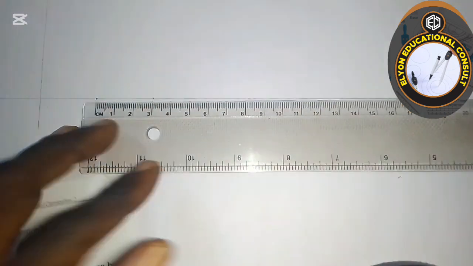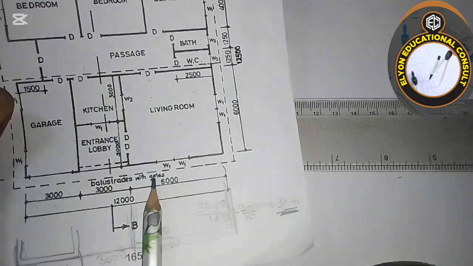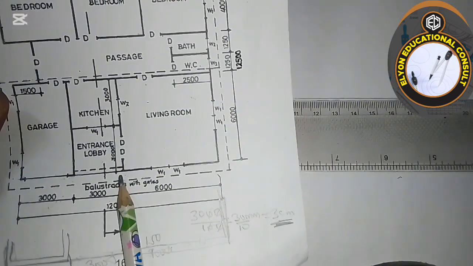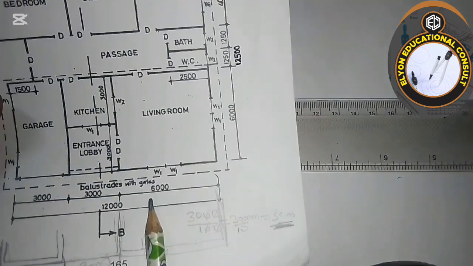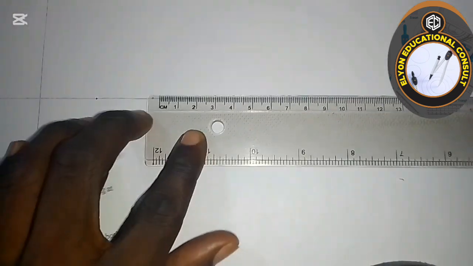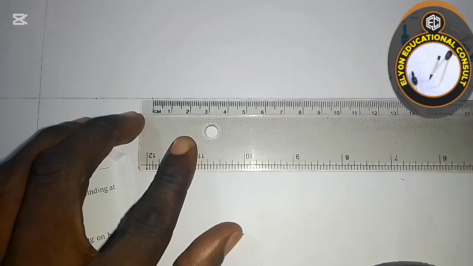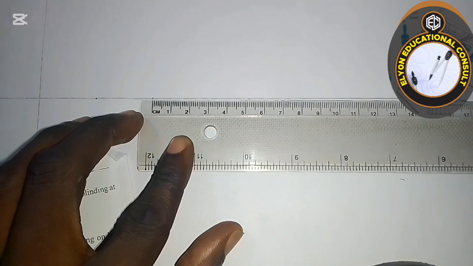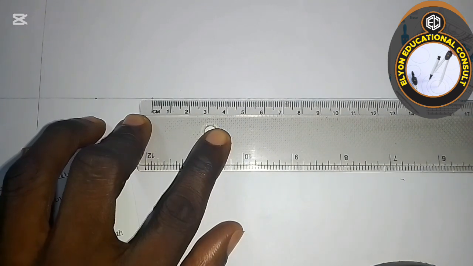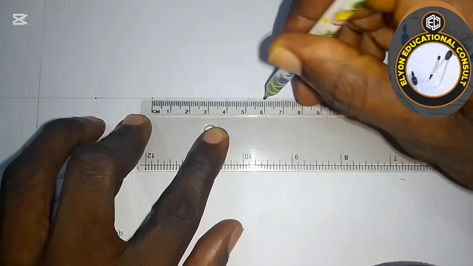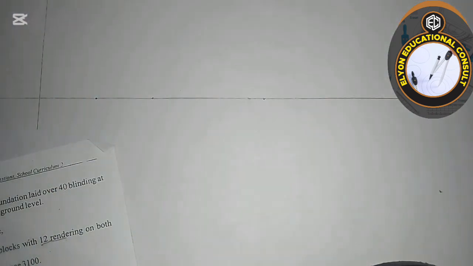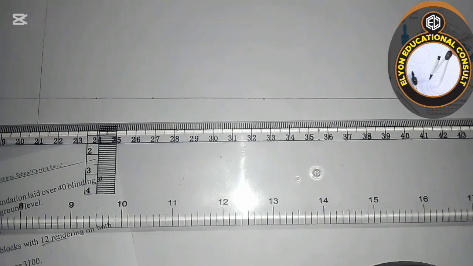That is 3,000. Then follow by the living room side. From here to here you can see 6,000. So I'm going to take that now very quickly, 6,000. So this is 6,000.